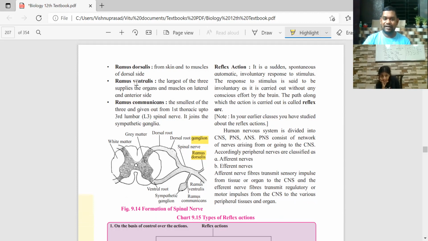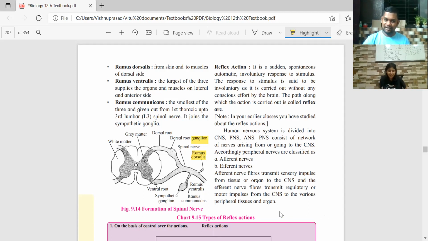Similarly, ramus ventralis, the largest one, supplies organs and muscles on the lateral and anterior side, the front side. Then there is the ramus communicans, which is the small one. They join the sympathetic ganglion. We will come to the sympathetic nervous system after some time, because that is the autonomic nervous system.